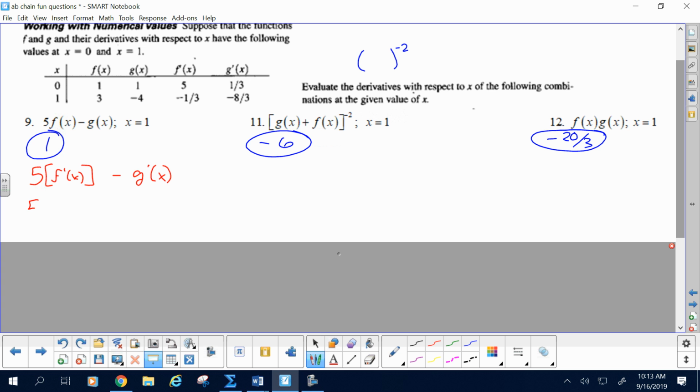So when you go to apply that 5, only apply it to the f derivative value, not the g derivative value. So that might be the problem. Maybe you applied it to both. 5 times f prime only at 1 is 5 times negative 1/3. And subtract g prime at 1, which is negative 8/3. That's negative 5/3 plus 8/3, and that's where we're getting 1. So was the problem that you distributed the 5 to f of x and g of x instead of f prime of x? Oh, gotcha. That is what I did.